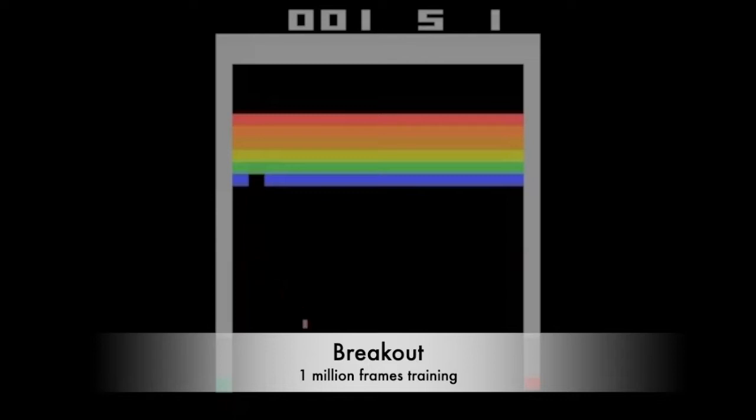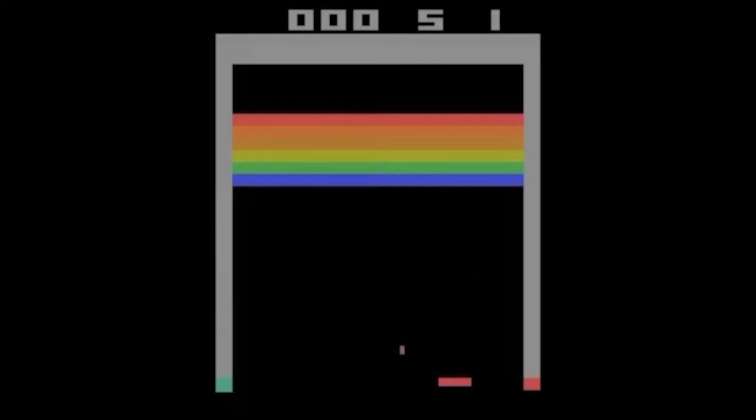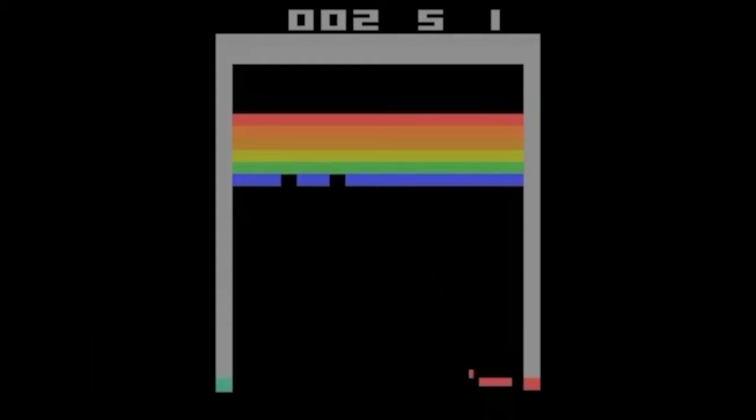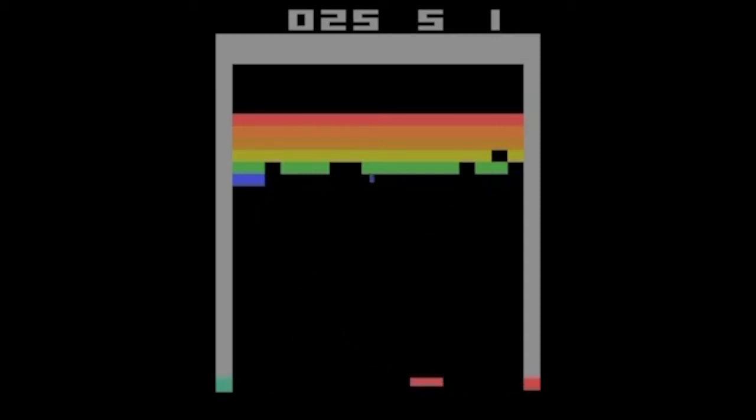Next is Breakout, and after 1 million frames of training, we can see that the agent has learned to move under the ball, but it doesn't always hit it back perfectly. After 10 million frames, the agent has learned to move under the ball, and we hit it back with more frequency. However, we do still make some mistakes, and over the next 10 million frames, the agent will learn how to move under the ball every single time.